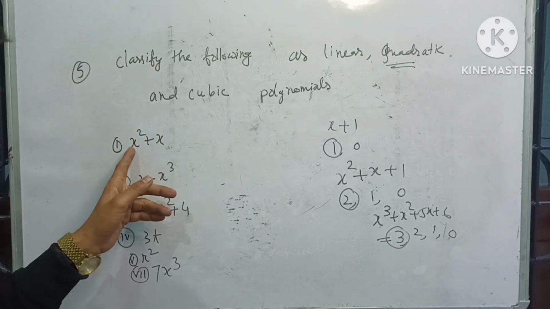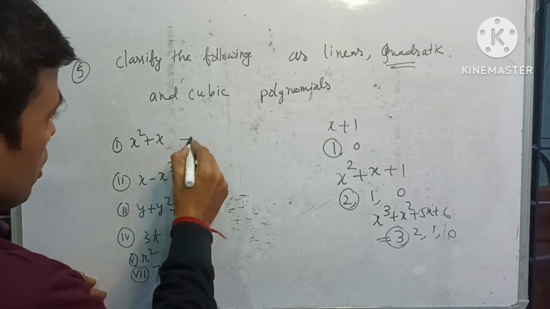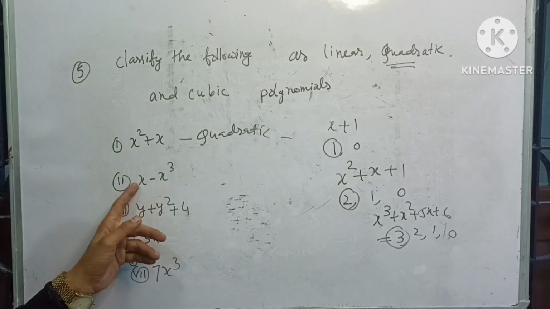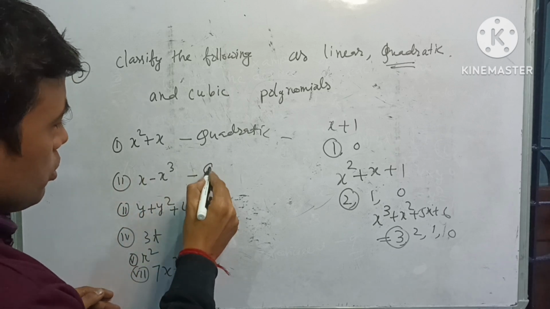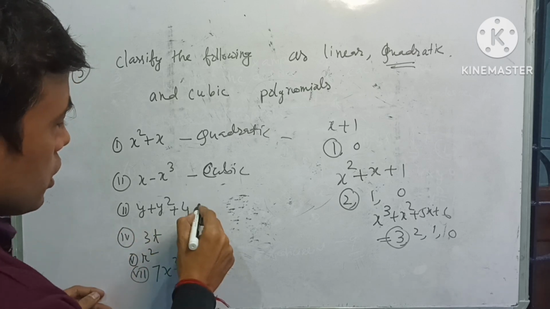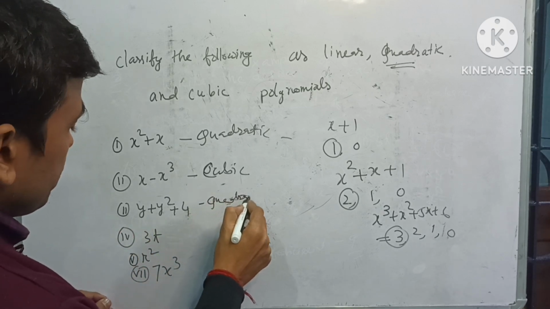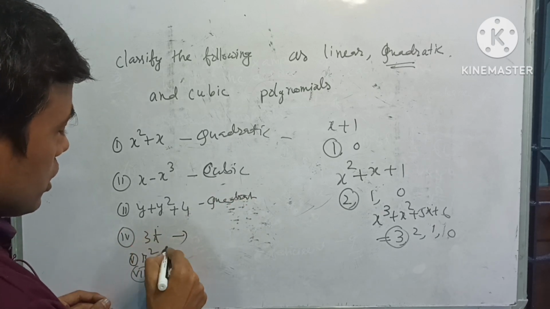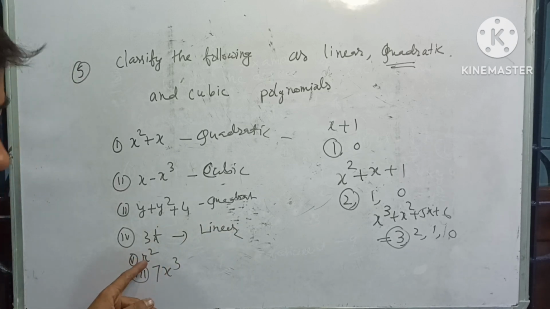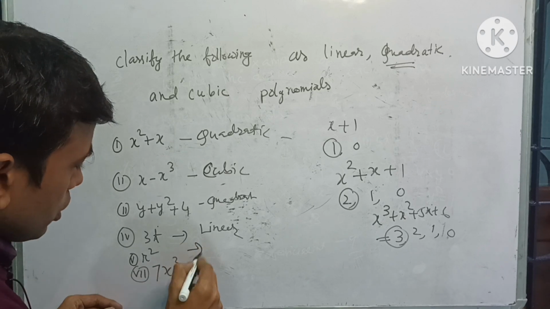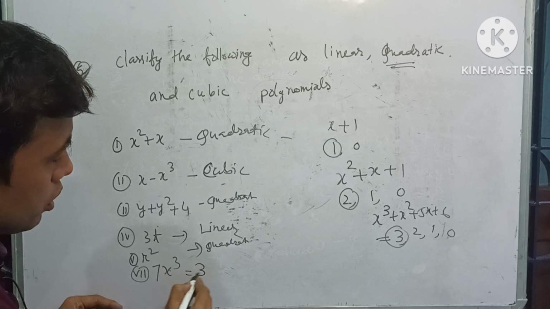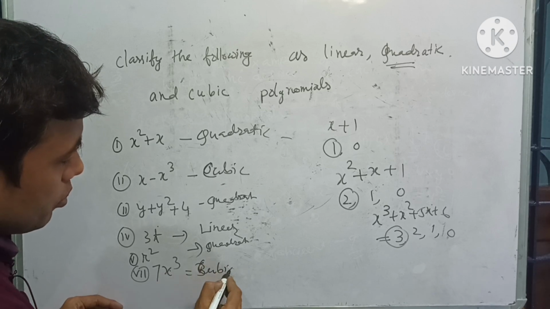So see, here the degree is 2. So this is a quadratic polynomial. Here the degree is 3. So this is cubic. Here the degree is 2. So this is quadratic. Okay. Here the degree is 1. So this is linear. And here the variable is r and the degree is 2. So this is quadratic. Okay. And here the degree is 3. So this is a cubic polynomial.